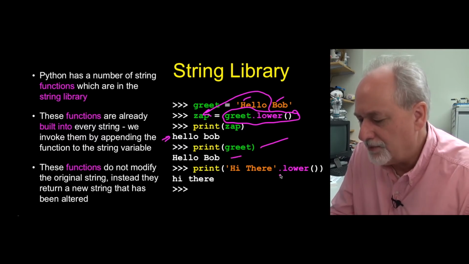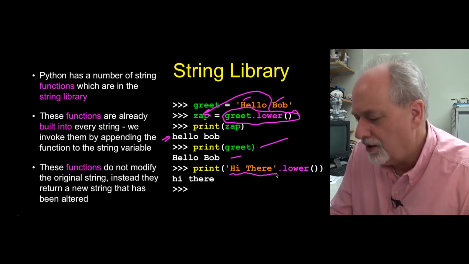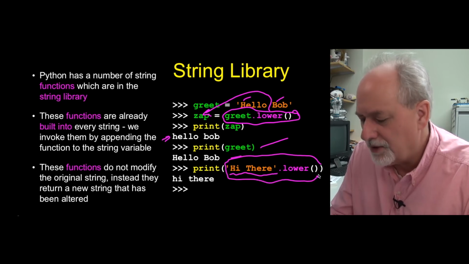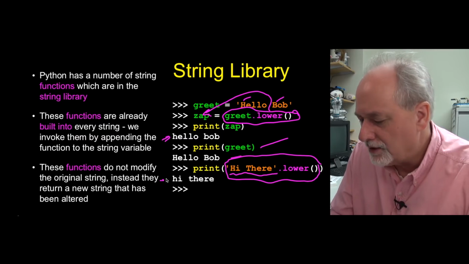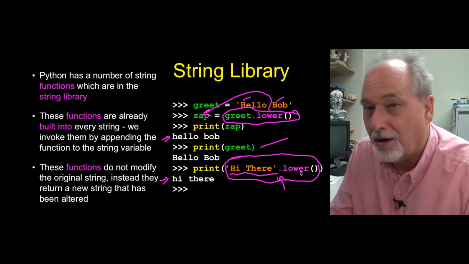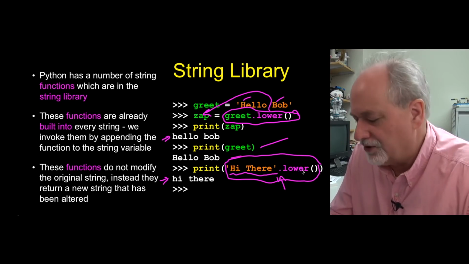And you can even call these methods on constants. So this is a string object, quote, hi there, quote, dot lower. That says, call lower on this bit of string and give me back a lowercase version of it. And so it prints out as the return value. This is like a function call. A method call is a special form of a function call.